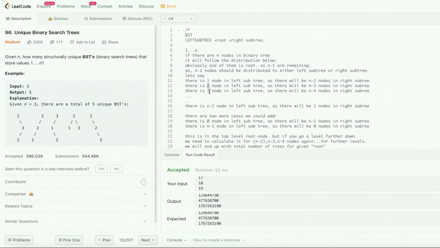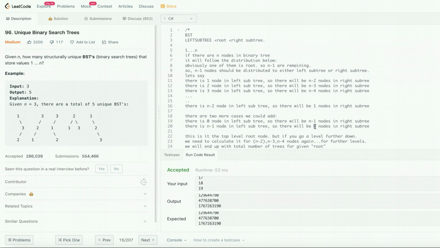Going on with the further distribution, if there are 3 nodes in the left subtree, there should be n minus 4 nodes in the right subtree. If we go on like this, finally we have n minus 2 nodes in the left subtree and 1 node in the right subtree. That is possible, but there are two more cases also possible. We said the left subtree or right subtree is optional. That means there can be 0 nodes in the left subtree and all n minus 1 nodes in the right subtree, and the reverse case, where there are n minus 1 nodes in the left subtree and 0 nodes in the right subtree. That is also a valid case.